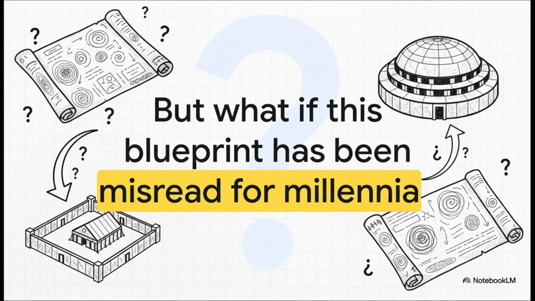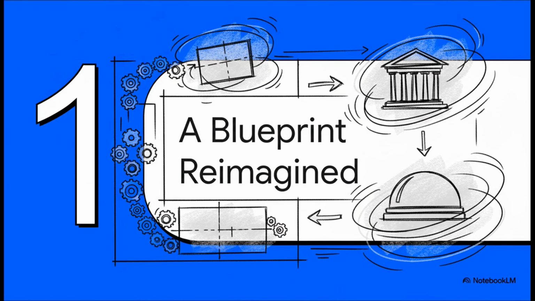But here's the thing. What if that image, the one we all know, is completely wrong? I mean, what if for thousands of years we've been reading the blueprint all wrong? So that's exactly what we're going to dig into today. We're looking at a completely different, you might even say radical, way of seeing this ancient structure.